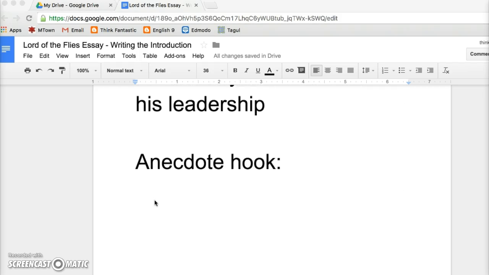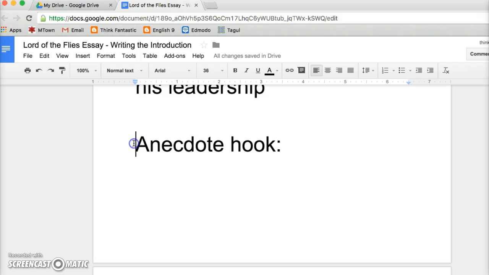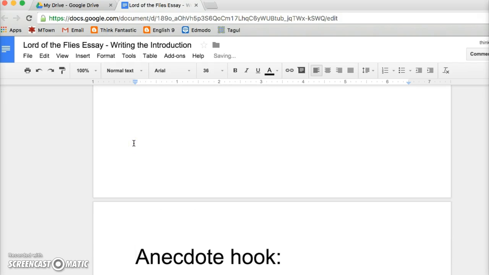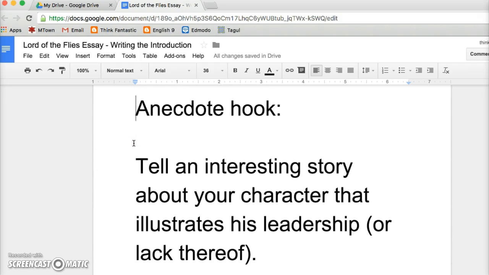The next kind of hook you can write is called an anecdote hook. And in an anecdote hook, we tell an interesting story about our character that illustrates his leadership or maybe lack thereof if you're looking at a character such as Simon or Piggy.